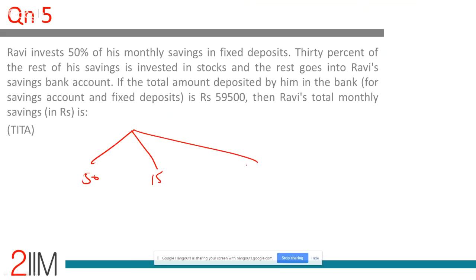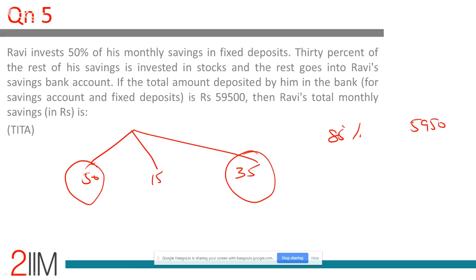And the rest goes into Ravi's savings bank account, 35%. The total amount deposited by him in the bank for savings account and fixed deposits, both put together, is 59,500. That's 85% of something. 59,500 is 85% of what? What is Ravi's total monthly savings?